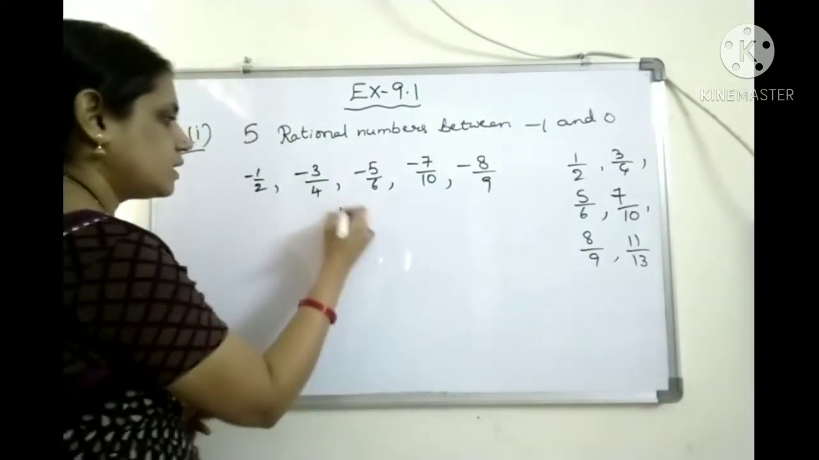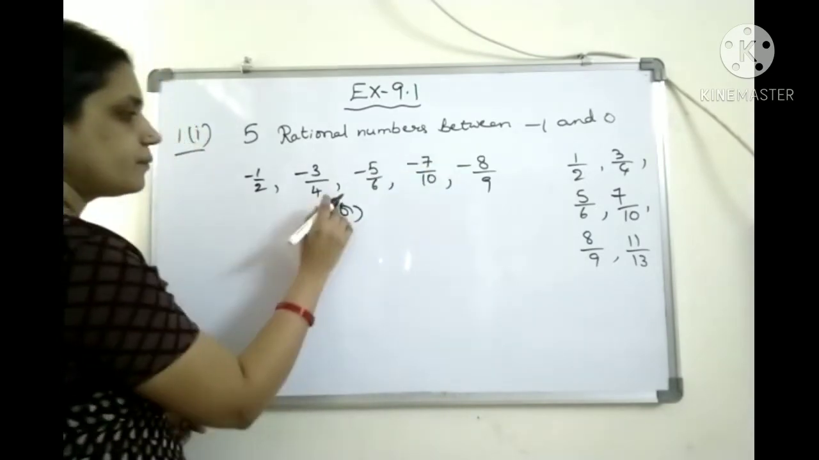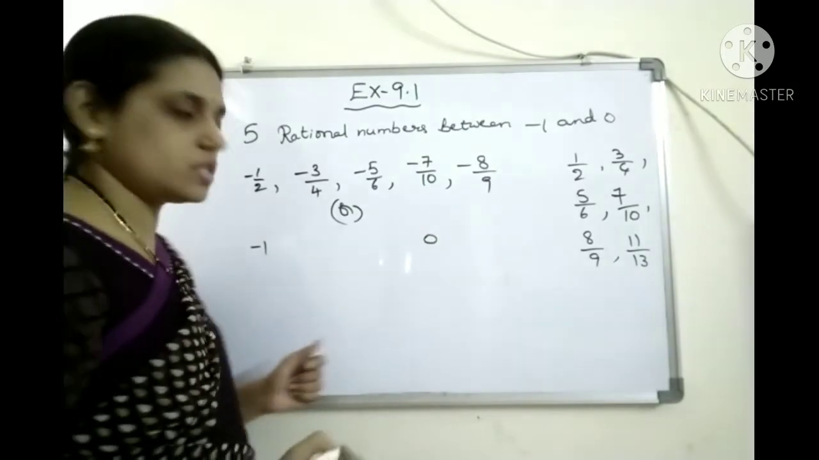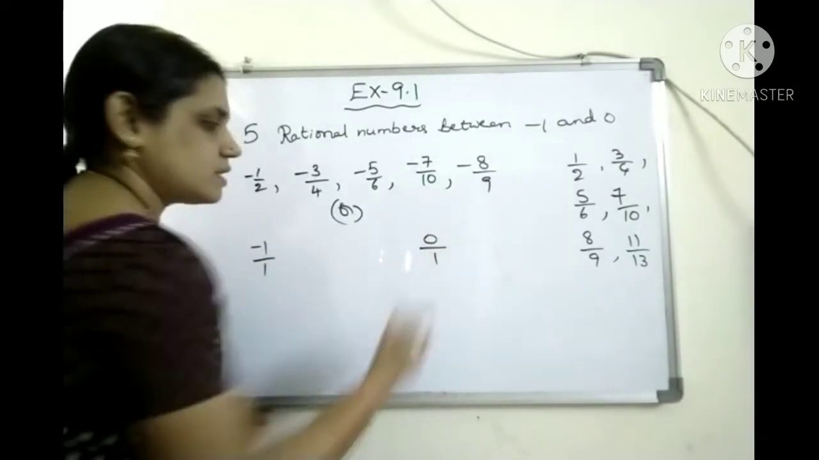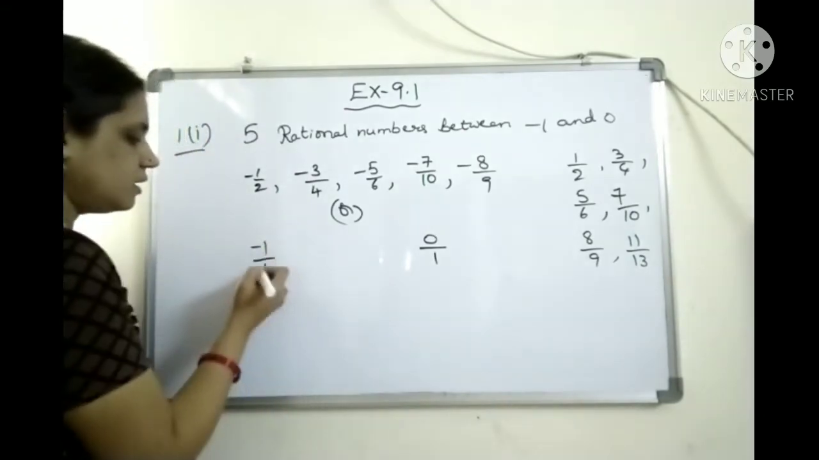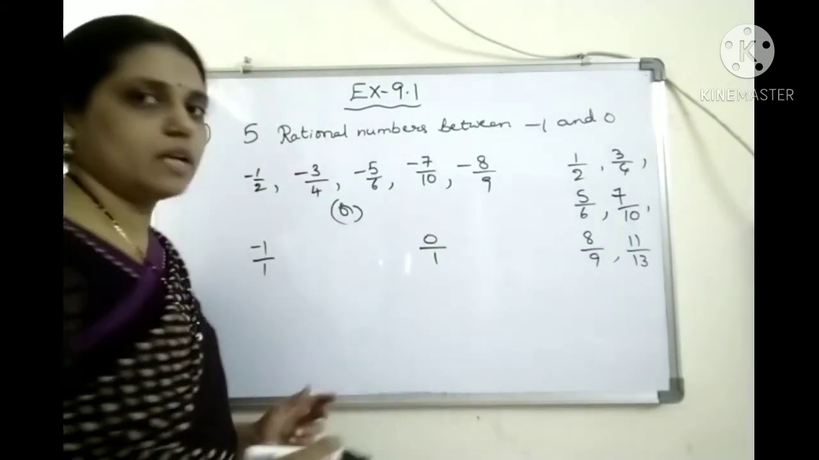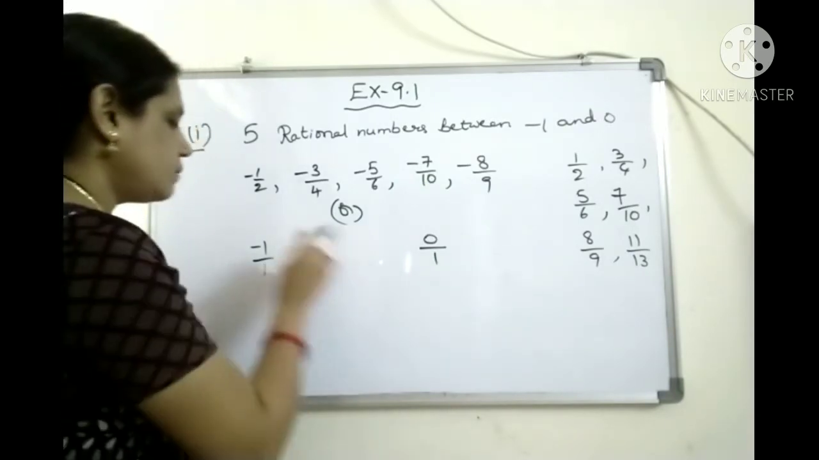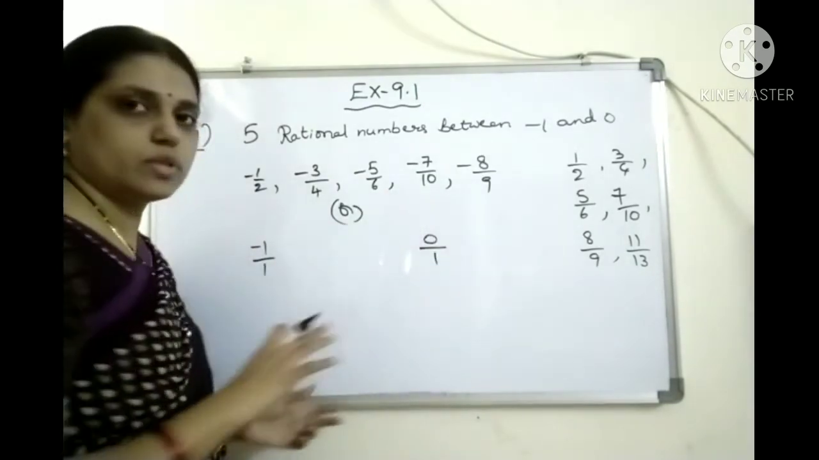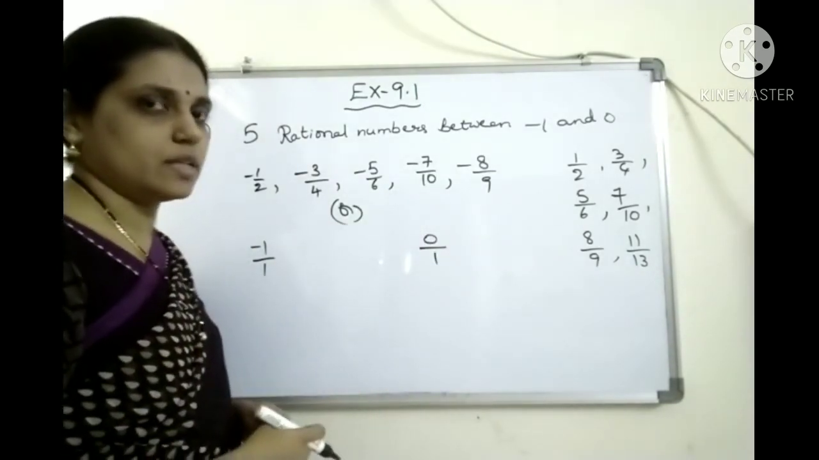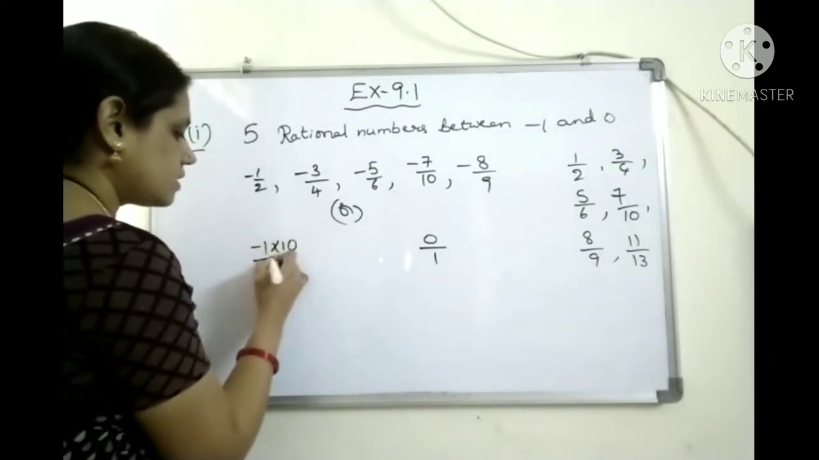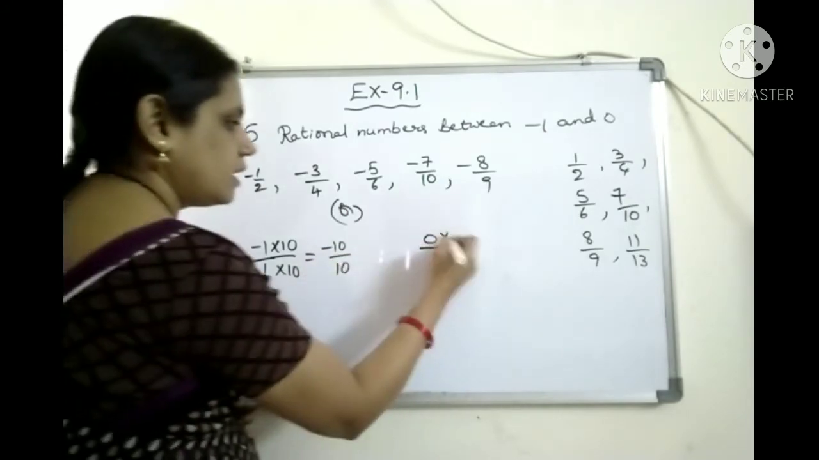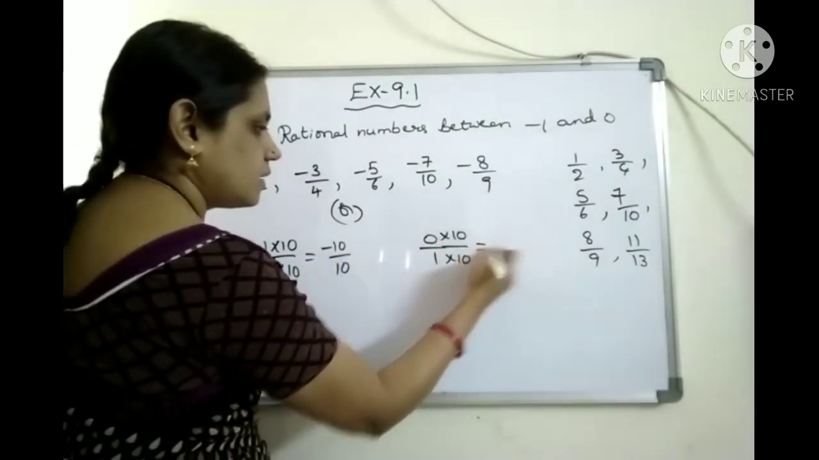Otherwise, one more method is, so here -1 and 0, you have to write in between these two any 5 rational numbers. So for that first we can write this in P by Q form. Okay, and then here in between -1 and 0 any 5 integers we have to check. That is a method we have done in the previous videos. But here between -1 and 0 any other integer is not there. So what can be done is equivalent rational number, that is into 10 I have done. So -10 by 10, here also into 10, that is 0 by 10.